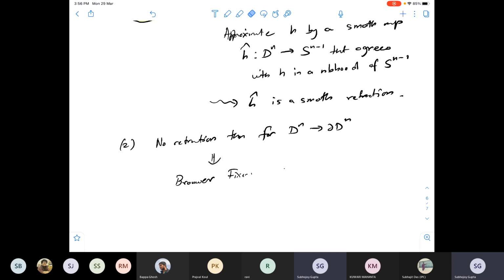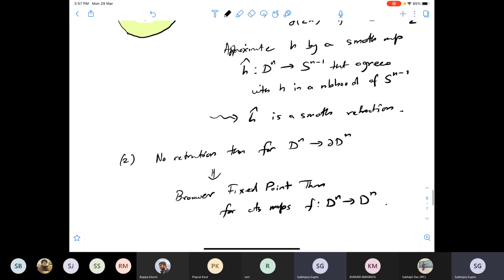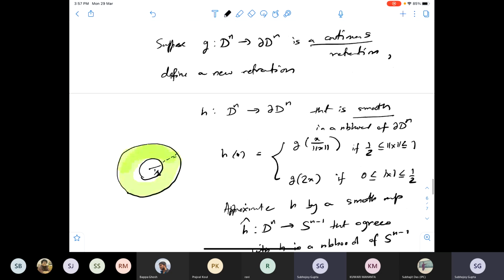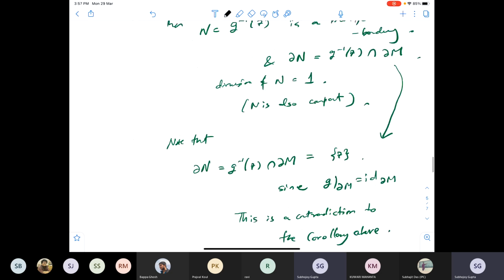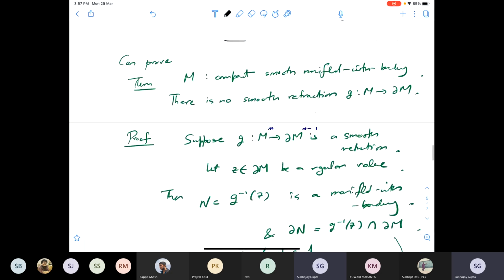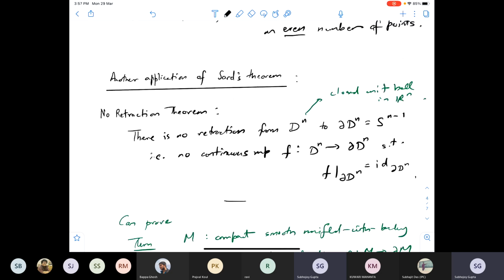Let me write it properly. Brouwer fixed point theorem for continuous maps D^n to D^n: any continuous map from a closed ball to itself has a fixed point. So this gives a proof without homology and things like that. It depends on Sard's theorem and the classification theorem of compact one-dimensional manifolds.